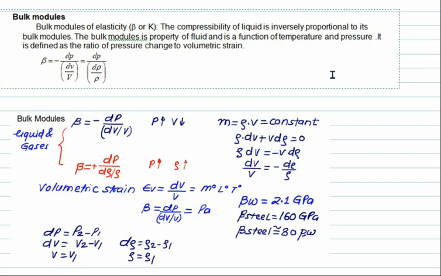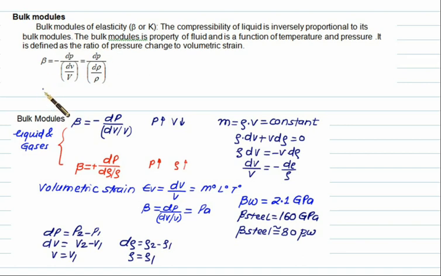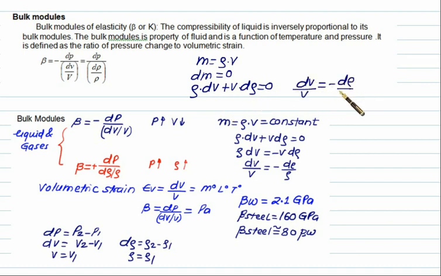Another useful property is the bulk modulus. Bulk modulus is simply given as dP divided by dV by V, which is the volumetric strain. And since we know that mass is given as density into volume, and the mass remains constant, the differential of m will be equal to 0. The differential on the right hand side is rho into dV plus V into d rho, which must equal 0. In that case, for dV by V, I will get minus d rho by rho. So the basic definition is based on volumetric strain, and because of this minus sign and this minus, it becomes positive.